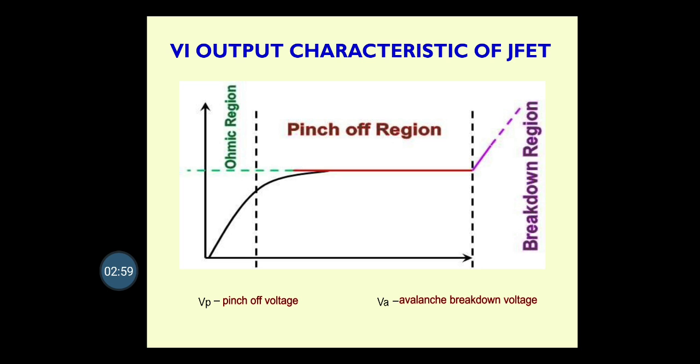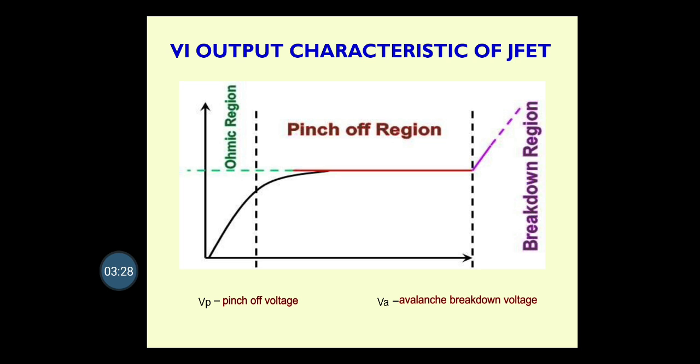So now in this you can see here the ohmic region, the region where the current increases linearly is called as ohmic region. Then the region where the current becomes constant is called pinch off region, and the region where the current increases too much is called as breakdown region. So these are the three different regions of JFET.